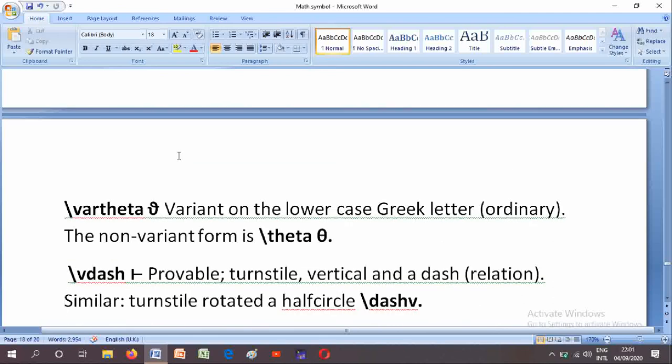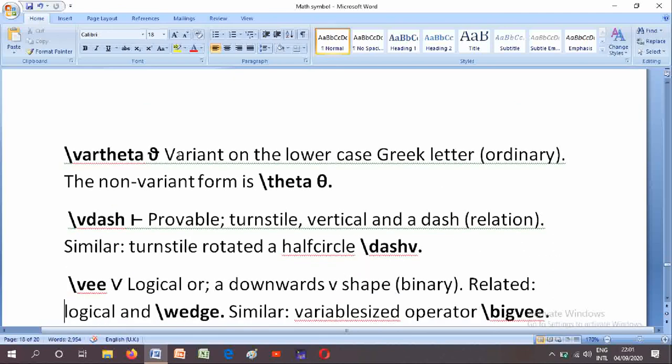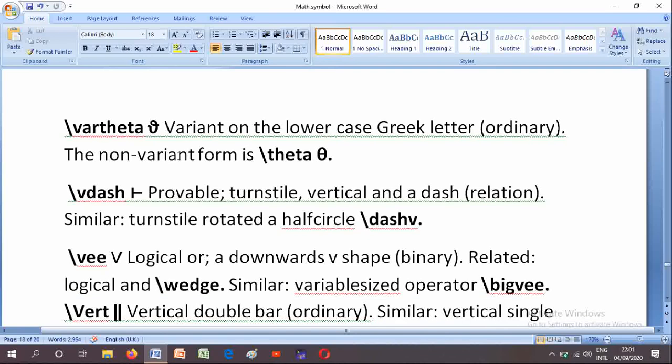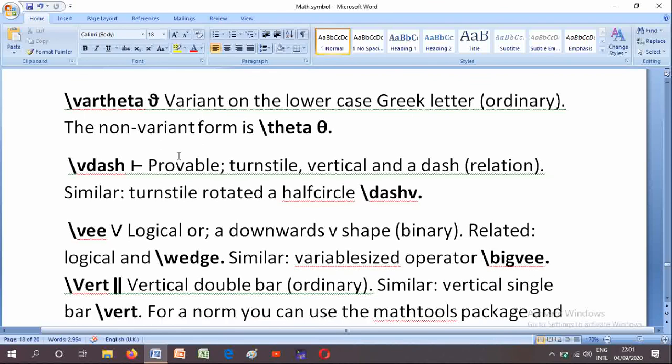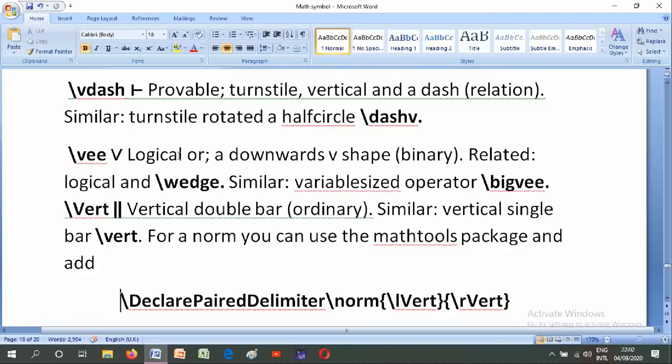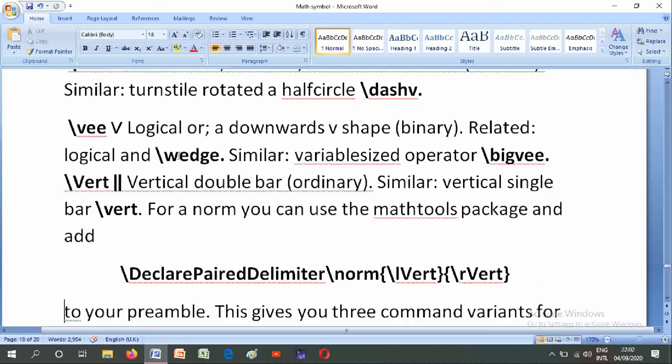\vartheta, variant of the lowercase letter, and its non variant form is \theta. \vdash, turnstile, vertical dash, relation, similarly turnstile on the half circle, \vDash, and \vee, logical downwards V shape, boundary, related to logical and \wedge, similarly variable size operator \bigvee. \Vert, vertical double bar, ordinary, similarly vertical single bar, \vert, for norm.